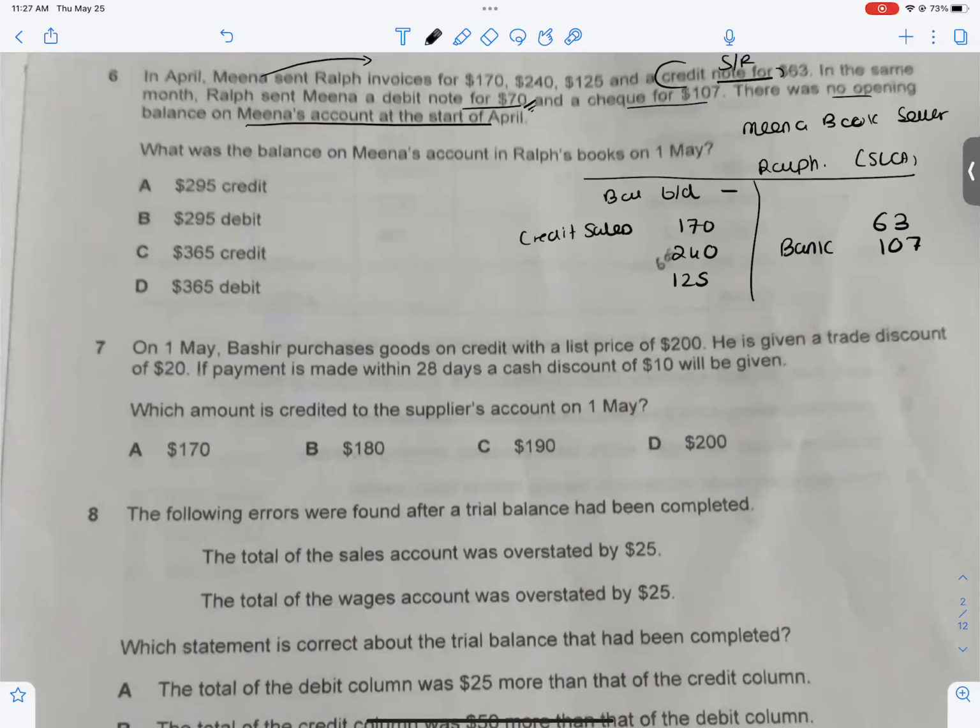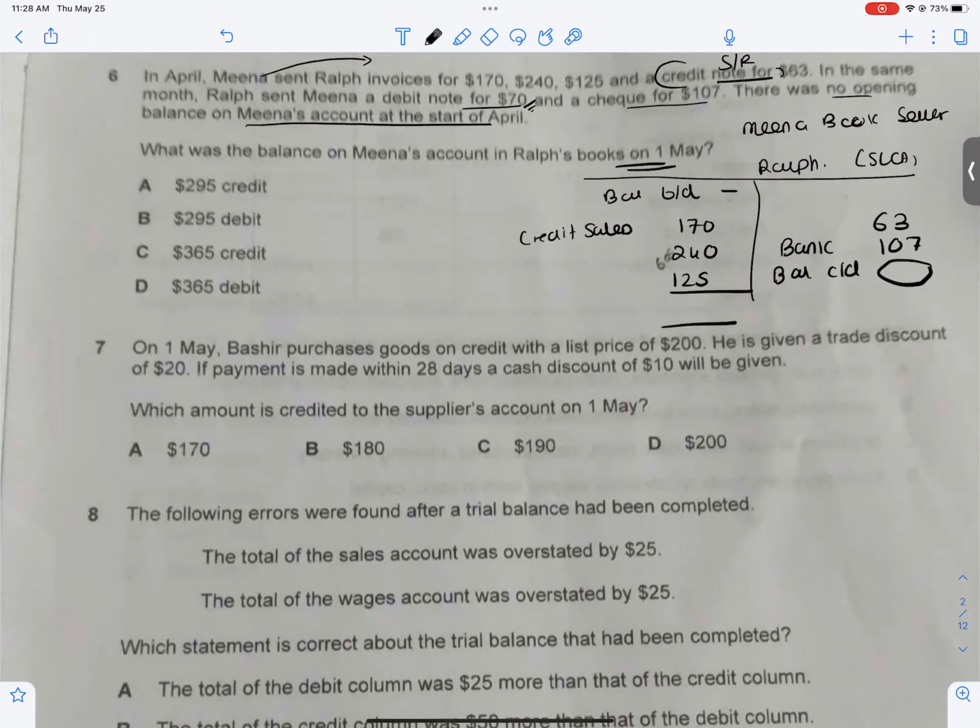And there is a check of 107. So I want to know the balance on Nina's account at the start of April. These are the transactions in April. There was no balance. So they want to know the balance on 1st of May. So I want to know the closing balance. How will I find the closing balance?